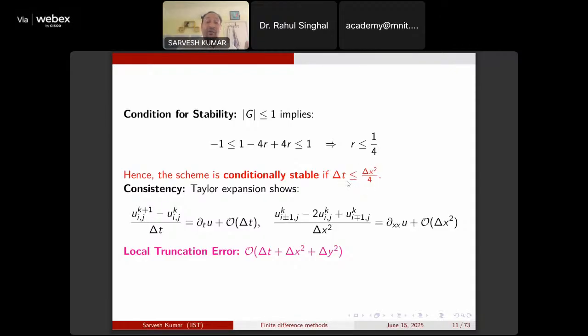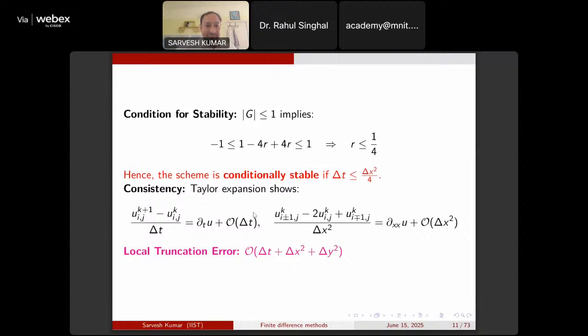Means what? I cannot take delta t as I wish. Delta t has to be less than delta x squared by 4. That means we have to take a very, very small step size for delta t, which makes the scheme more expensive. That's one.